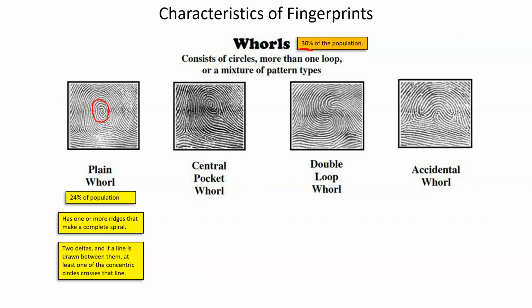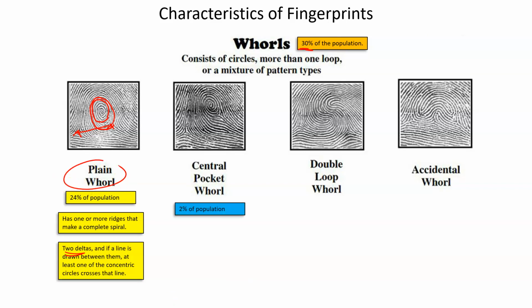And there are 2 deltas. We haven't really talked about what deltas are yet, but deltas are these kind of triangular patterns which can be seen in a lot of different fingerprint patterns. Plain whorls typically have 2 deltas. One of them is here, one is here, and in a plain whorl, if you draw a line between the 2 deltas, there is at least one concentric circle that should cross the line. If they do, you can determine this to be a plain whorl.